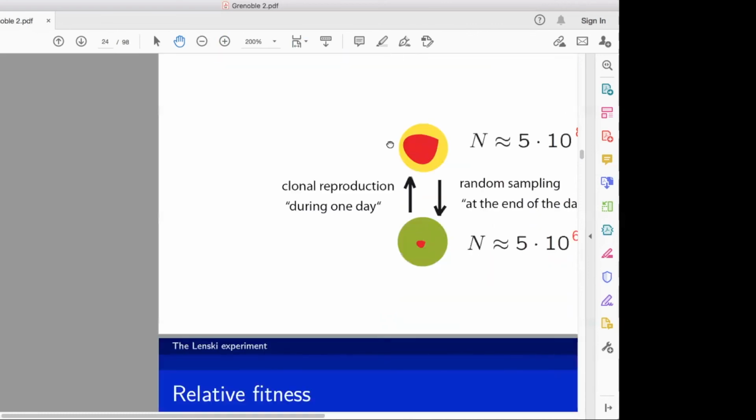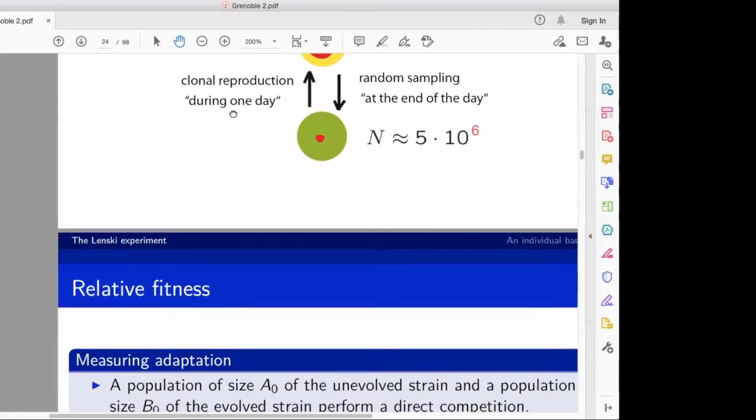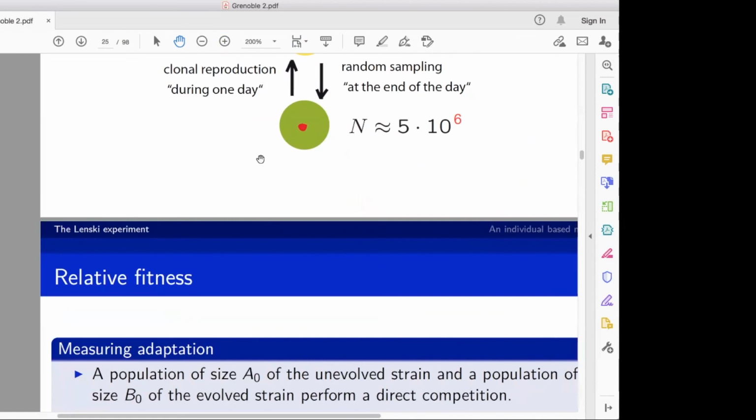There are a lot of videos by Richard Lenski and his collaborators. What happened is that citrate is used to make the medium resist, so it's conservative.